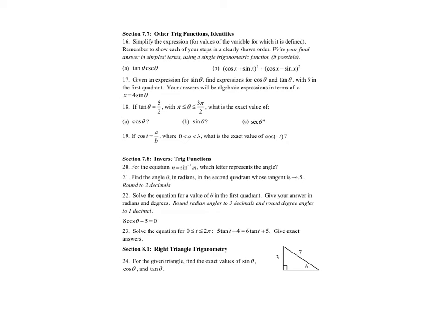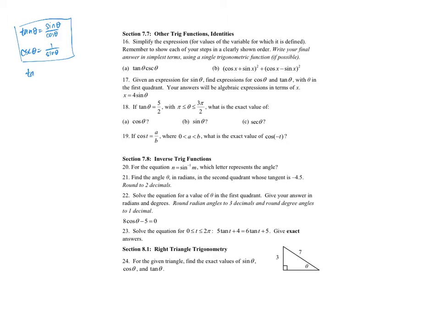So on A, we want to simplify this expression. It says tangent theta cosecant theta. So we know that tangent theta is equal to sine theta over cosine theta, and we know that cosecant theta is equal to 1 over sine theta. Those are two identities that we're going to use.